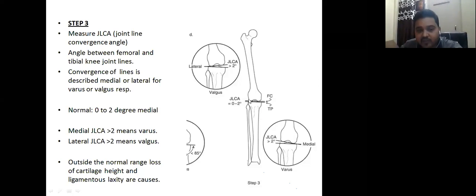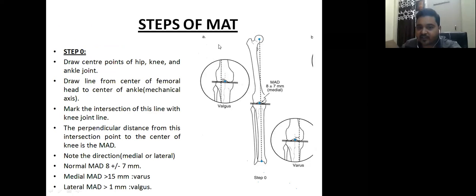And for the lateral joint line convergence angle, if the joint lines converge on the lateral side and it is greater than 2 degrees, then we can say that it is in valgus. So these are the steps of the mechanical axis deviation test. And what does this last step indicate? Outside the normal range, loss of cartilage height or ligament laxity could be the cause of deformity. So these are the four steps of the mechanical axis deviation test.